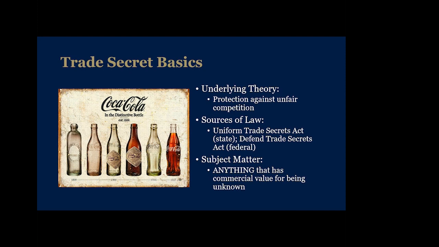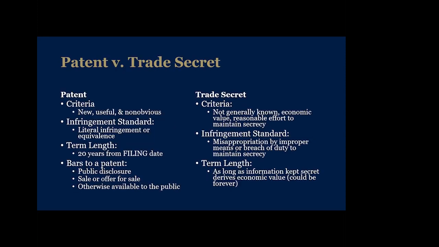Okay. Once again, underlying theory, we just protect against unfair competition. There's both state and federal law regarding trade secrets, but the subject matter is anything that has commercial value for being unknown. I'll go into more specific examples a little bit down the road here, but really what this means is formulas, patterns, compilations, programs, devices, methods, a technique, or even a process. We can go ahead to the next slide.